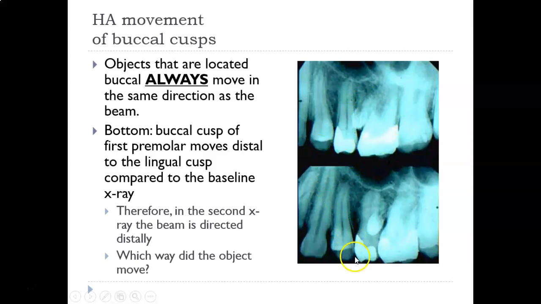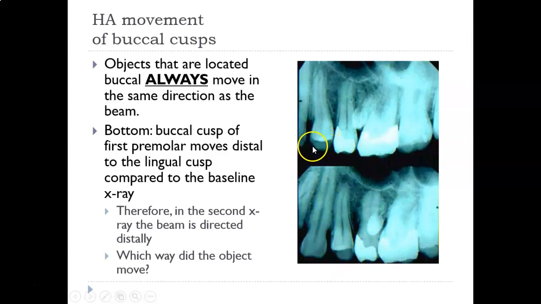So if we jump down to this image, let's look at the buccal cusp. Does it look like it's leaning mesial or distal? It looks like it's leaning more distal, right? It's heading back toward the molars, which would be more distal. So our beam moved distal.